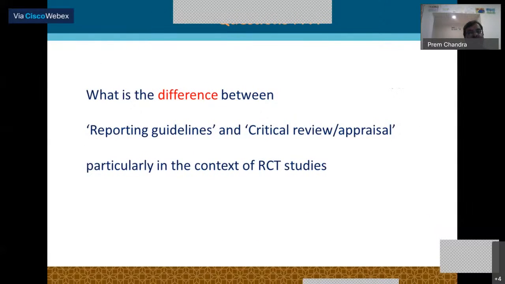So, as I was discussing before, what is the difference? The question for you is: what is the difference between guidelines and critical appraisals, particularly in the context of RCT studies? If you can throw some light on it, what exactly do you feel could be the main difference between the guidelines and critical appraisal?